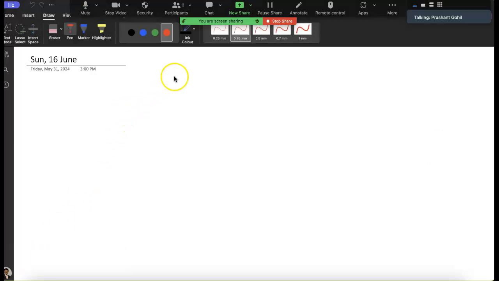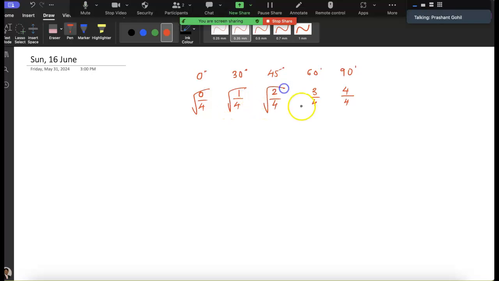Let's make the table. When you're making a trig table, you have your 0 degrees, 30 degrees, 45, 60 and 90. These are your standard angles. Now, you know how to do this, no? You can write 0, 1, 2, 3, 4. You can divide by 4, and you can take the root. Then you can simplify this.